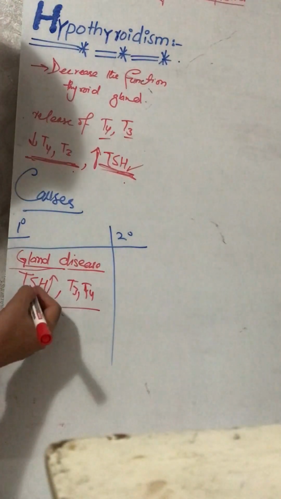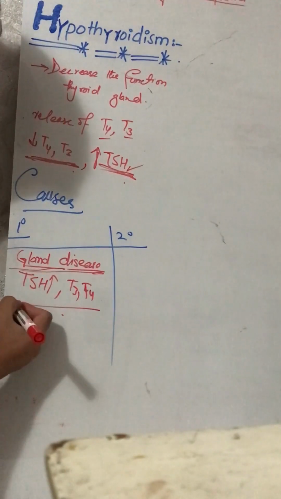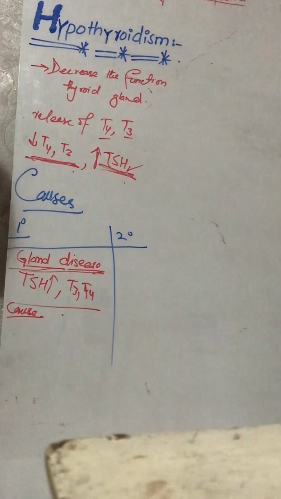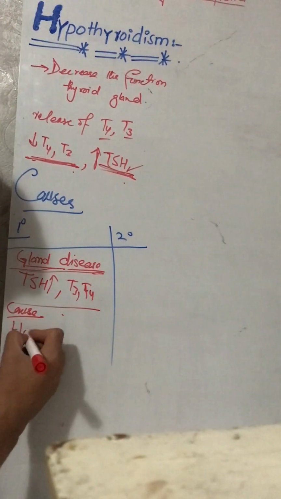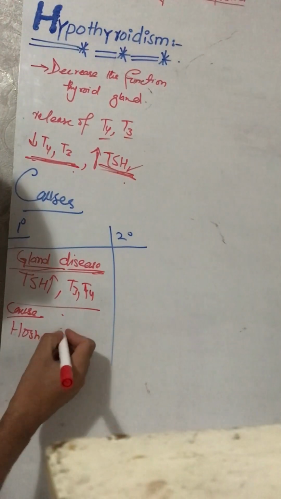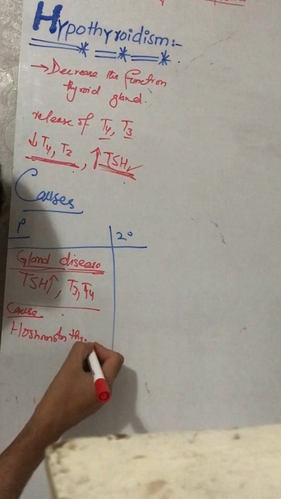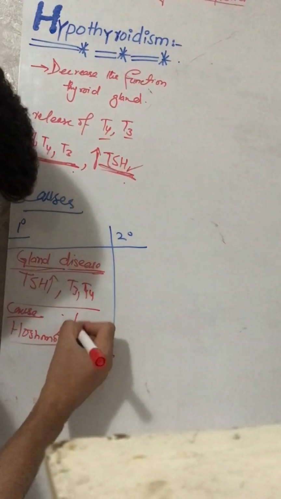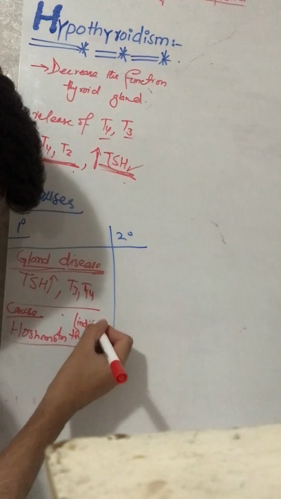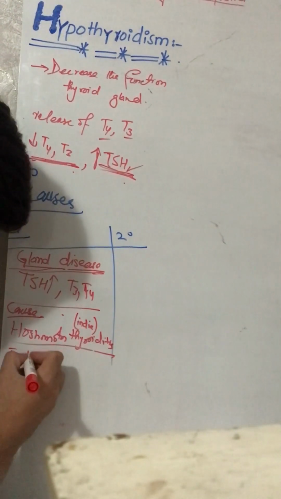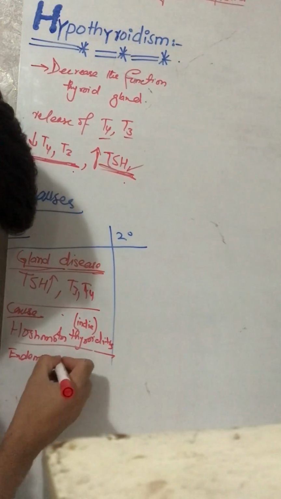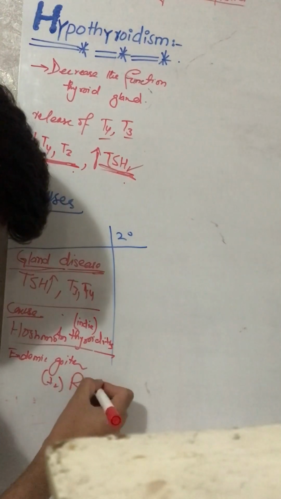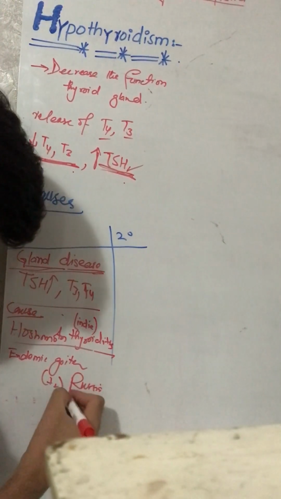Then what are the causes of the gland disease? There are some causes of the gland defect. It can be Hashimoto's thyroiditis. Mostly it is in India nowadays. And endemic goiter. Endemic goiter means iodine deficiency, mostly in Russia, or you can say Russia and America.